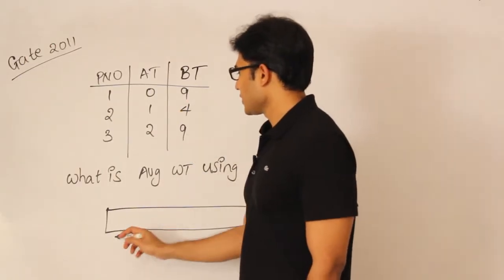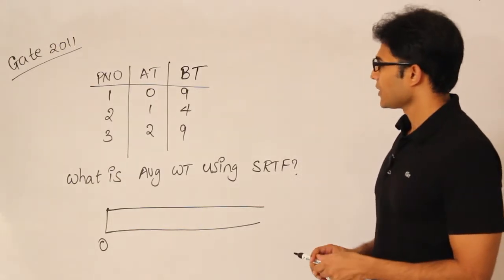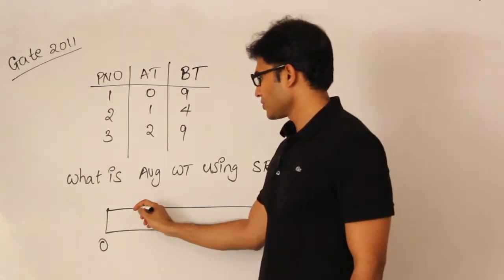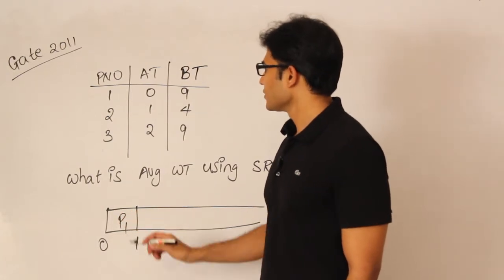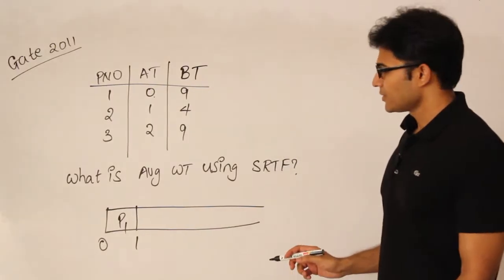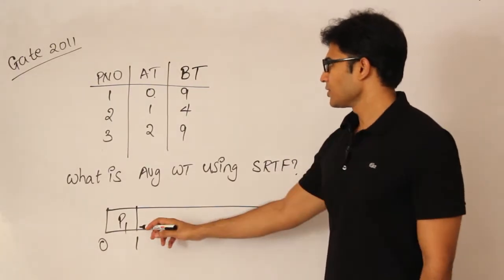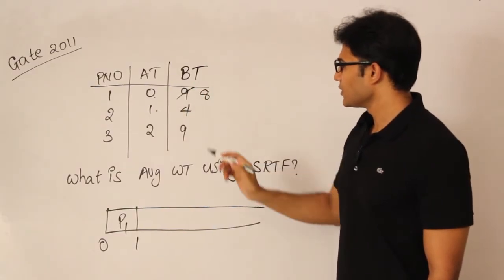Now, the arrival time of the first one is 0, and the burst time is 9. But what did I say? You are supposed to execute it for 1 unit and then wait and see, right? So P1, since there is only one process at 0, I am taking it. And now you wait and see if any process has arrived at time 1. By time 1, this has finished 1 unit, therefore 8 is remaining.